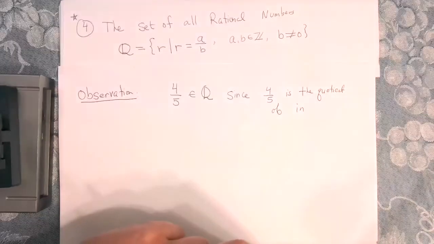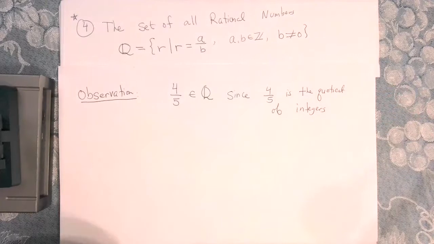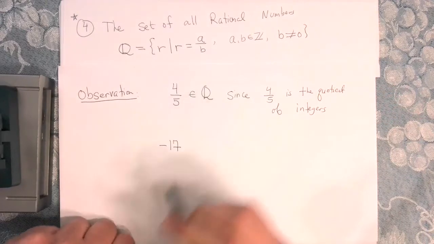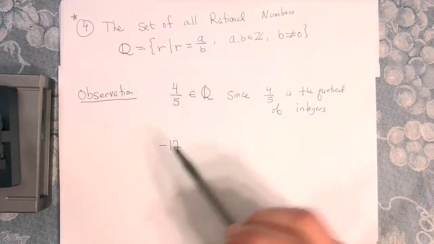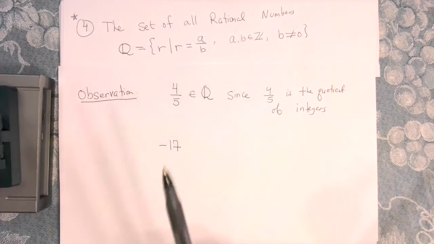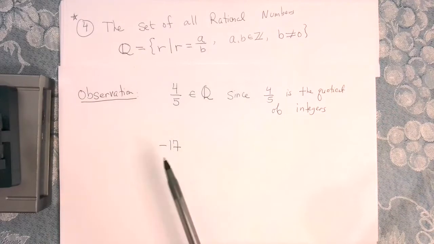Or I could say a ratio of integers. What about -17? Is -17 a rational number? Let's go back to the definition. If I'm unsure, I could just say, okay, a number is said to be rational if I can express it in integer over integer form. Am I able to express this in integer over integer form?